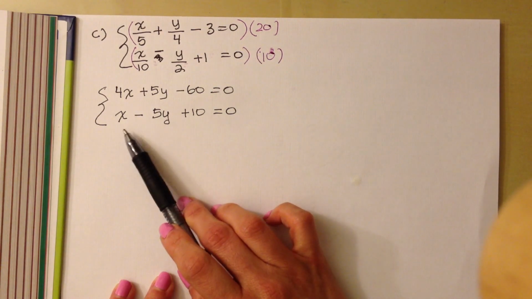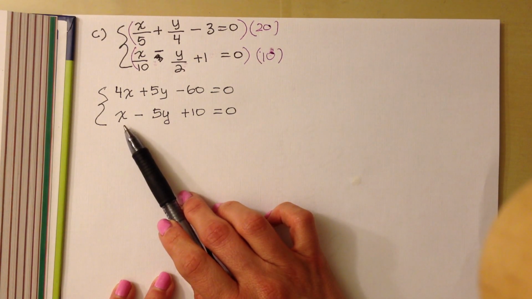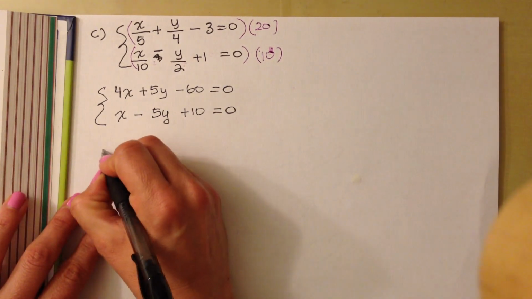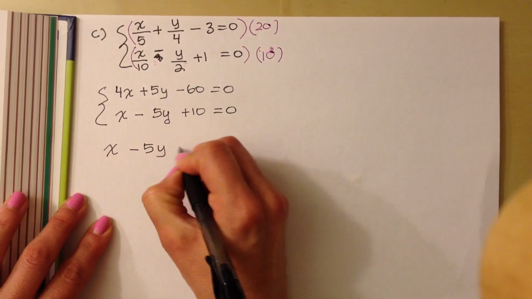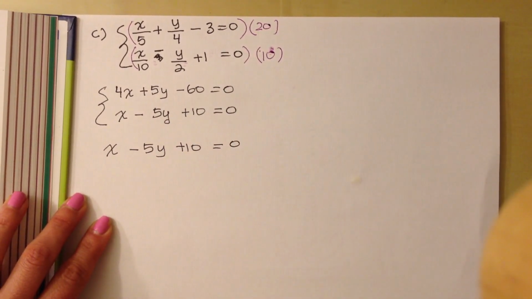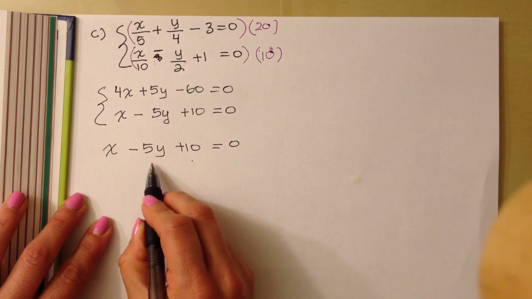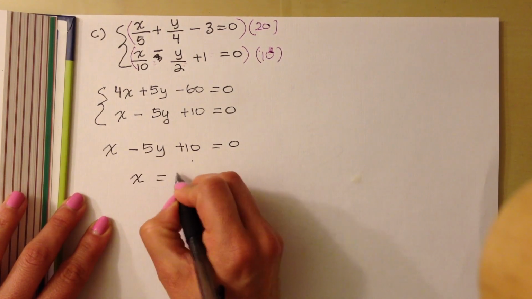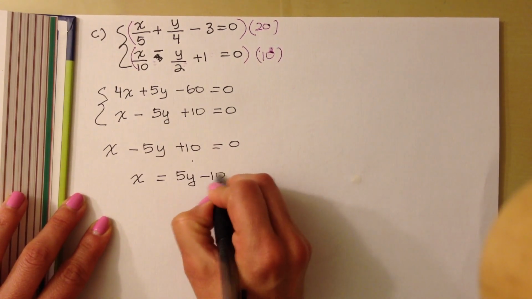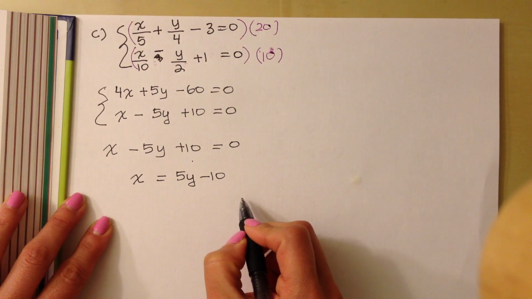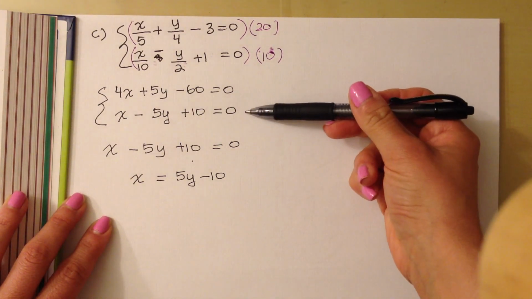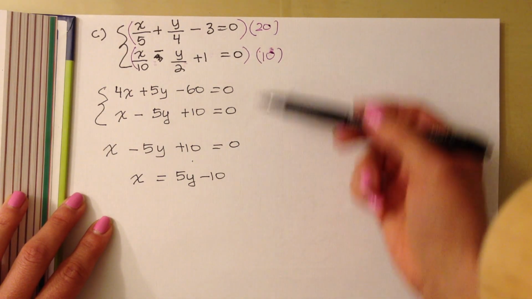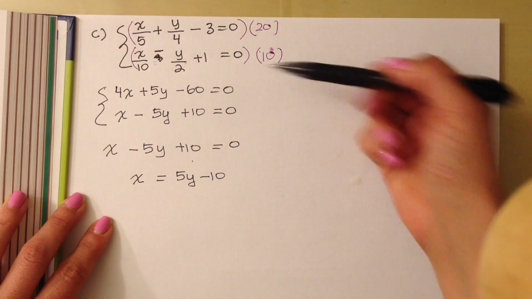The single variable is x. So let's solve the second equation for x. It's the easiest way to go. I will rewrite my second equation. What we need to do is subtract 10 and also add 5y to the other side. We get x is equal to 5y minus 10. So this is solved for x. Since I used the second equation, then I need to go and substitute 5y minus 10 into the first equation.